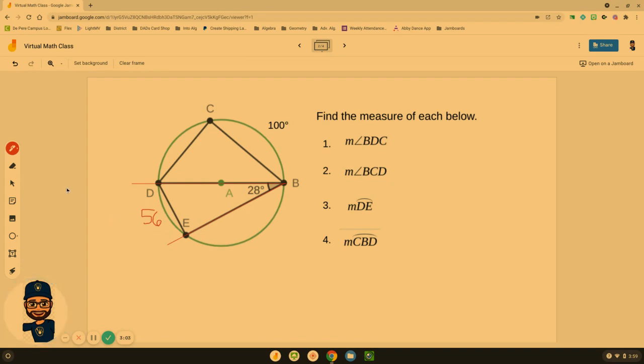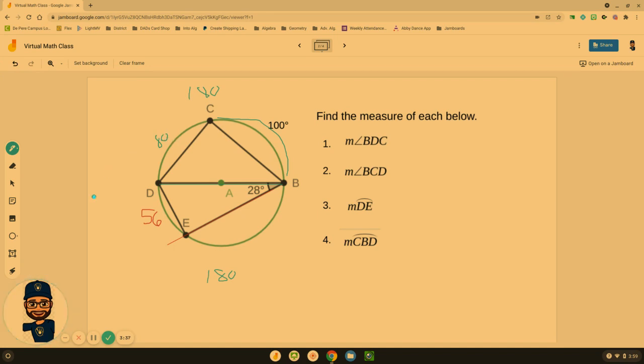What else do we know? Well, maybe you notice that we've also got a diameter here. Let's try that in blue. We've got a diameter, right? From D to B, it goes right through the center A. So that's a diameter, which means this half of the circle has to be 180, and so does that half. The whole entire half has to be 180. Well, we already know that from B to C is 100, so therefore that leaves 80 for this arc.